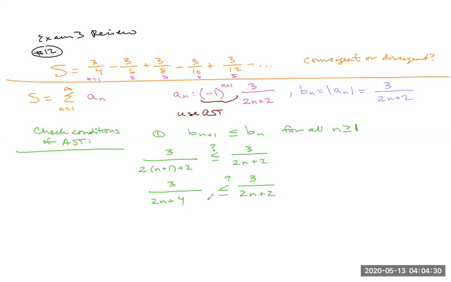And so your way of stating, essentially, it's fine if you just go ahead and put that there, but know why this works. 2n plus 4 is greater than 2n plus 2 for n values greater than or equal to 1. So when you have these values in the denominator, your sign will flip.